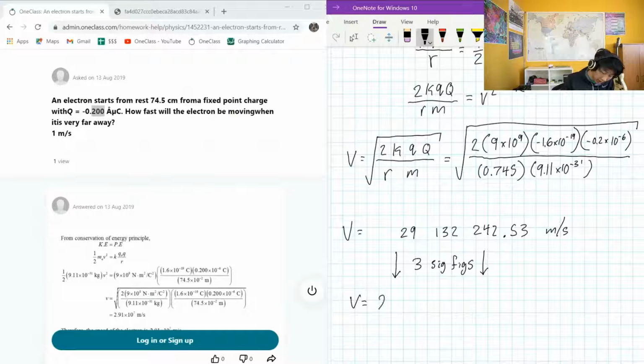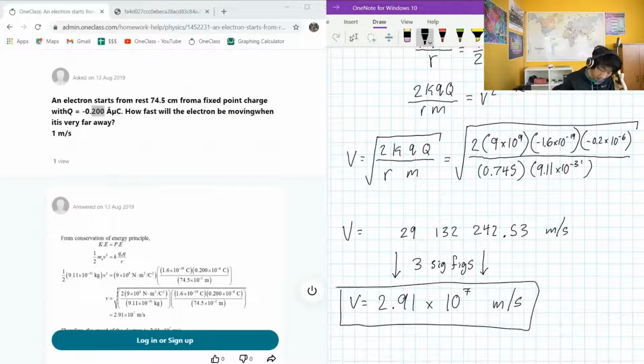So this shall be 2.91 times 10 to the power of 7, because this is 10 million, so that corresponds to 10 to the power of 7 meters per second. And this will be the velocity, or how fast the electron is going, very far away. So, the maximum electron speed, assuming no other influences.